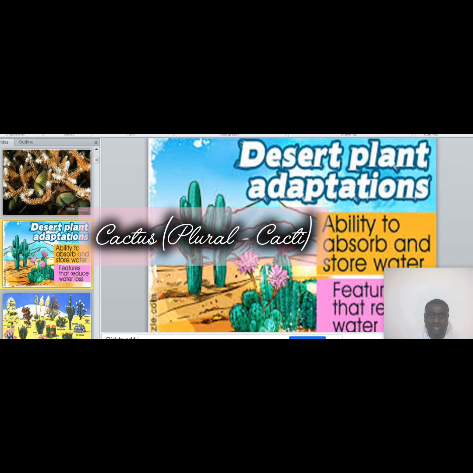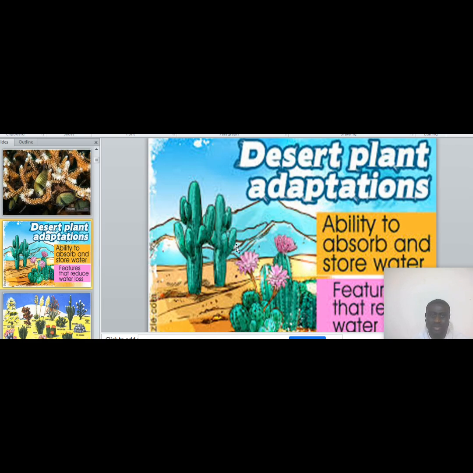The plural of cactus is cacti. We have many of them, and they are of different species. We have the cylindrical cactus like this one here. We have the globular cactus plant that looks like a globe, and so many other species.